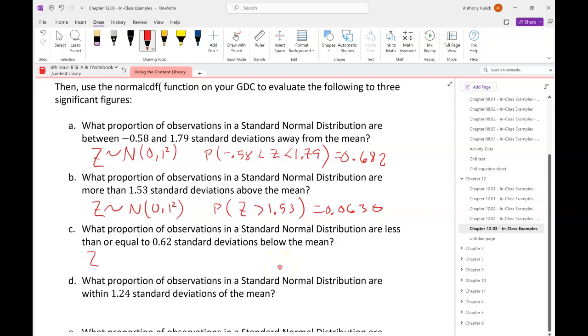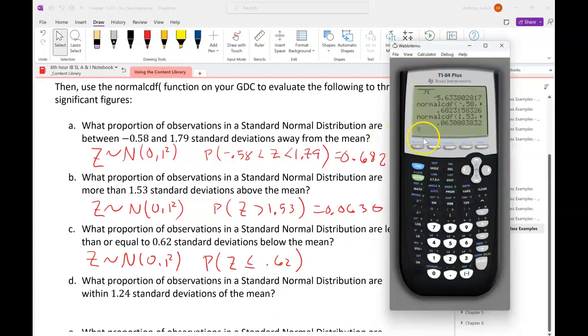Okay, let's do the next one. Proportion of standard normal, so 0, 1, that are less than or equal to 0.62. So same thing, normal CDF. Now what should the lower be in this case? Negative infinity, so I'm going to do negative 1, and then second, comma, E99. And my upper this time will be 0.62.